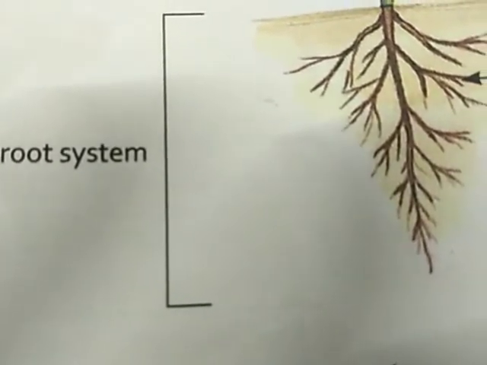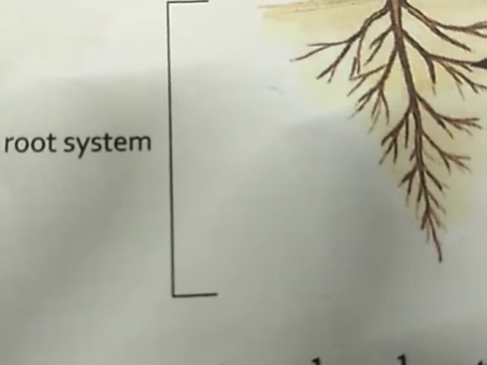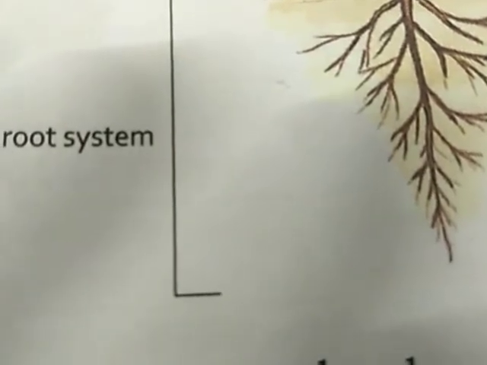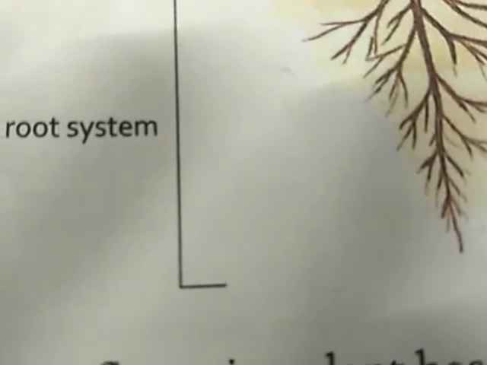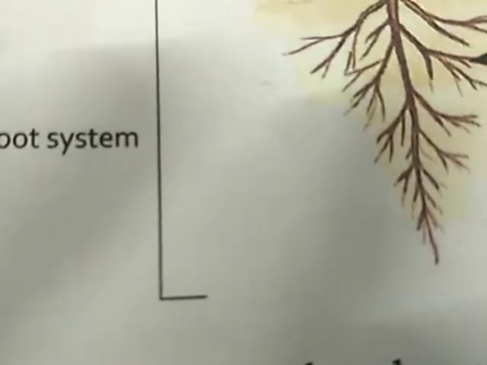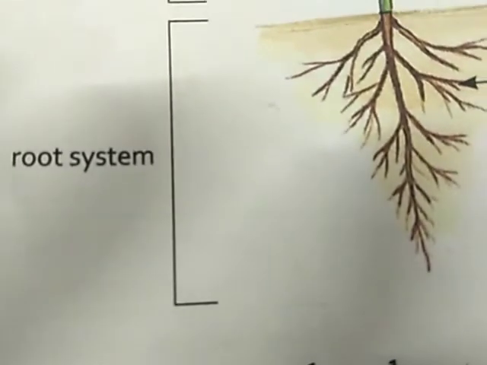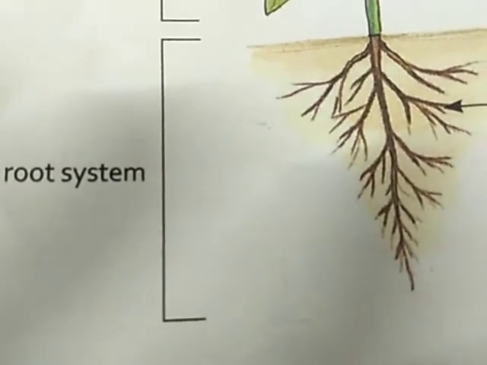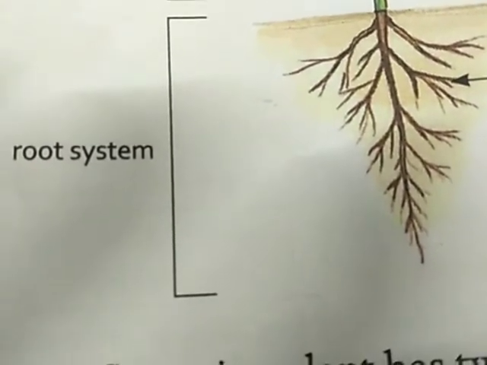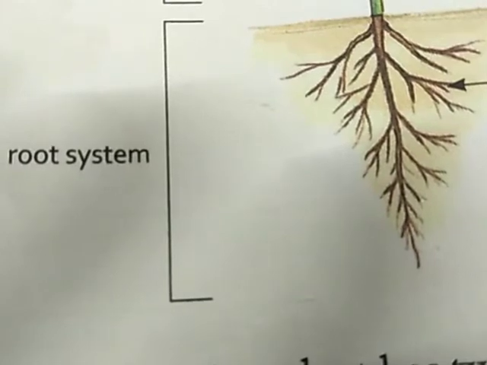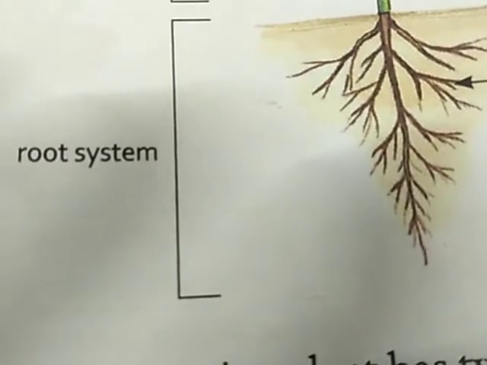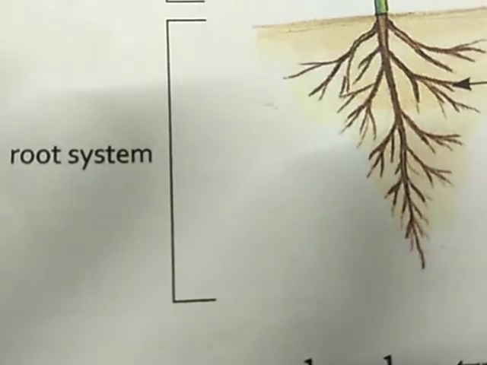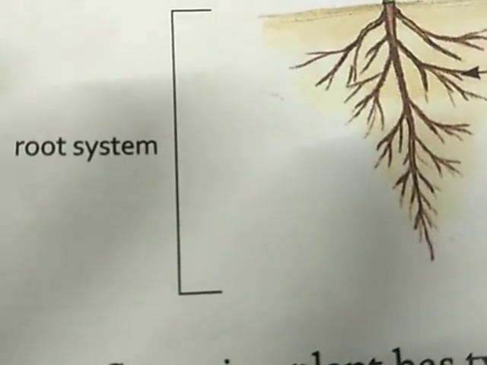Which are the two main functions? That is anchorage and absorption. Also, roots of some plants are modified or specialized to perform additional functions. In some plants, roots will do some other work. So based on that, we have classified them into different types.